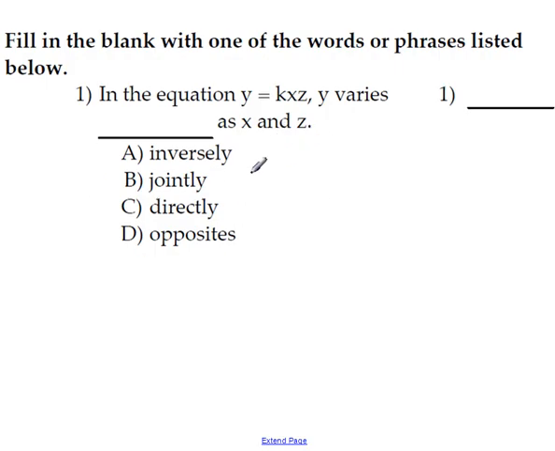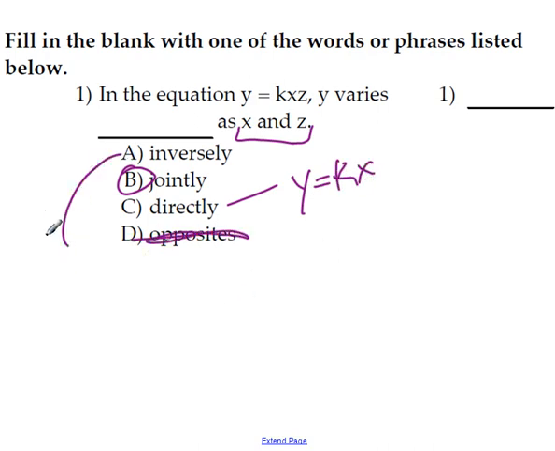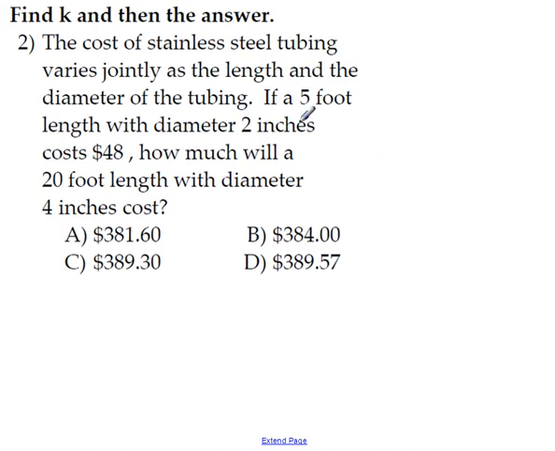Here it's just our one little vocab question. We got two things going on. That's gotta mean jointly. If it was directly, it'd be talking about like y equals kx. Opposites is just stupid, so don't pick that. Inversely would be like y equals k over x. So those are your three choices. Your real test probably doesn't have jointly. It's probably got one of these other ones. So make sure you got those.